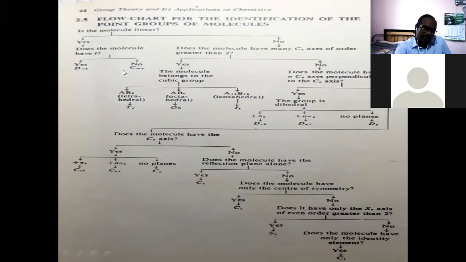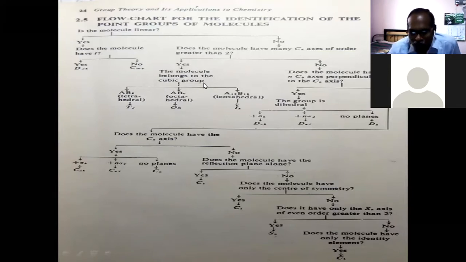No, sir, the first question itself, I have got the answer: no, the molecule is not linear. If the molecule is not linear, then the next question you have to ask is, does the molecule have many Cn axes of order greater than 2? If the answer is yes, then the molecule belongs to a cubic group. I will explain this at a later stage, what is a cubic group.